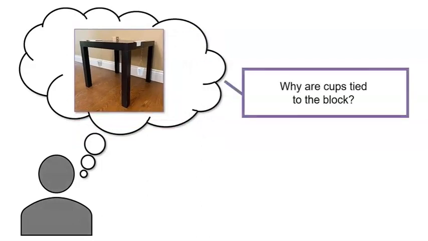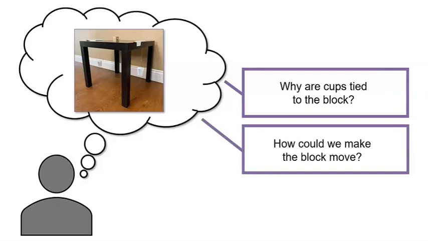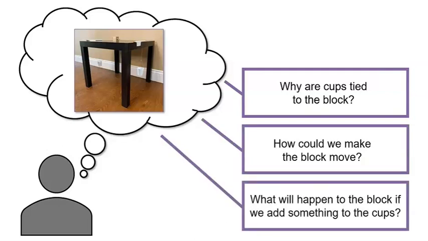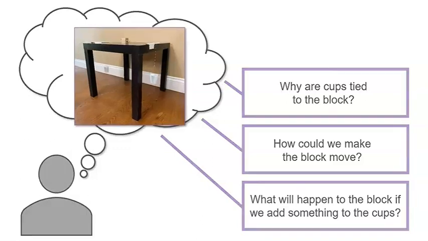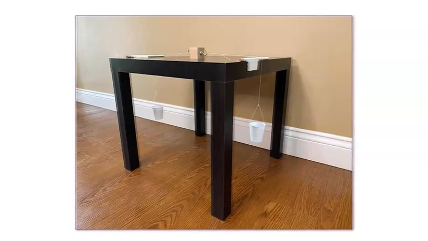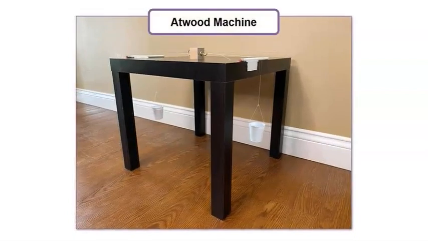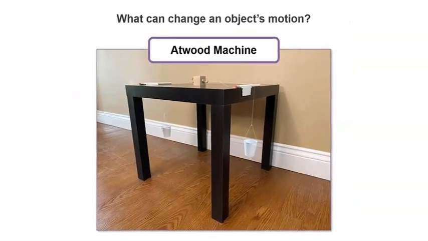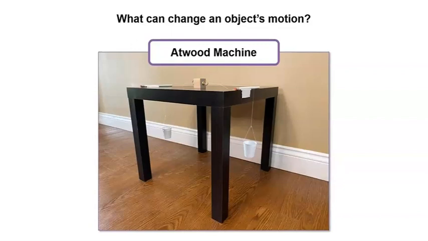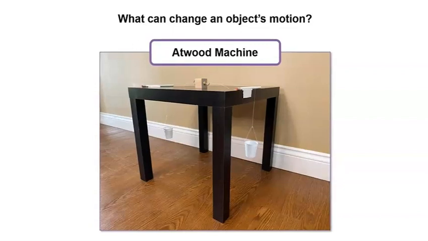I wonder why cups are tied to the block, and how could we make the block move? I wonder what will happen to the block if we add something to the cups. Do you think the block will move? These objects, when used together in this way, are called an Atwood machine. How do you think we could use an Atwood machine to investigate the question, what can change an object's motion? Today we'll explore how different forces affect the motion of the block in an Atwood machine.